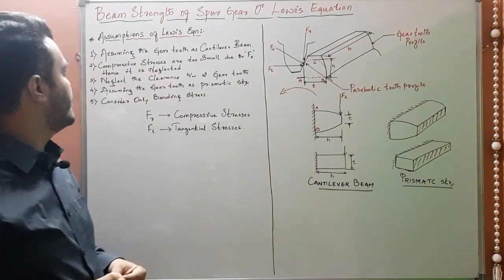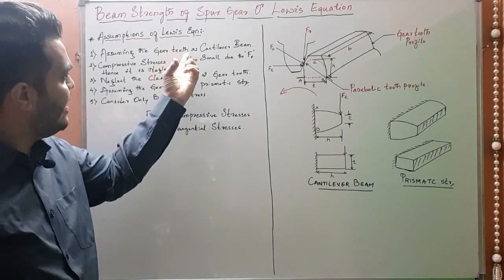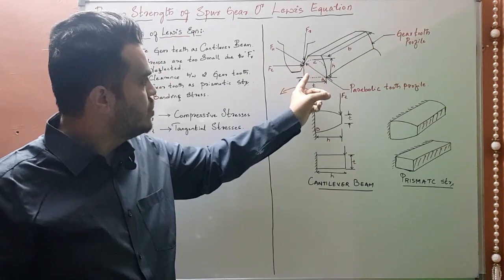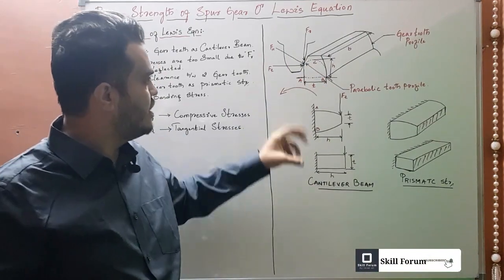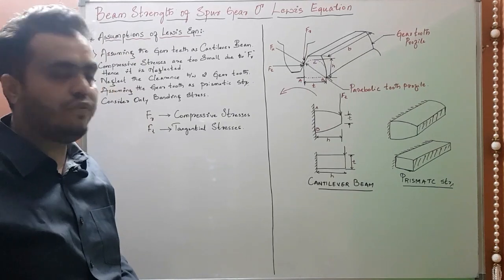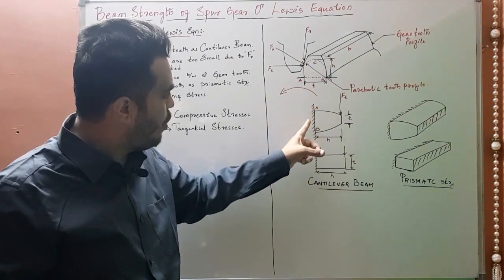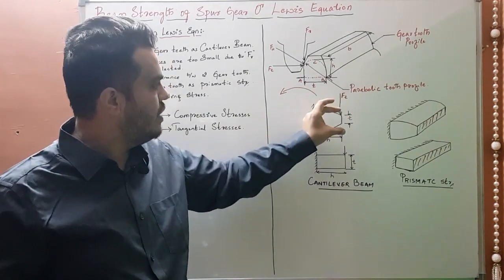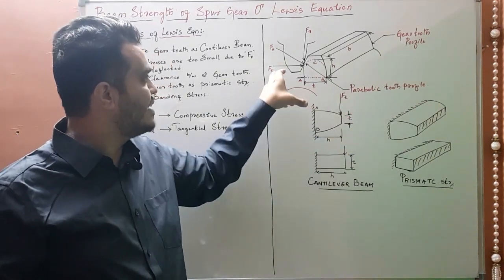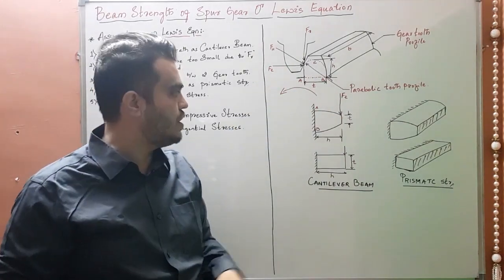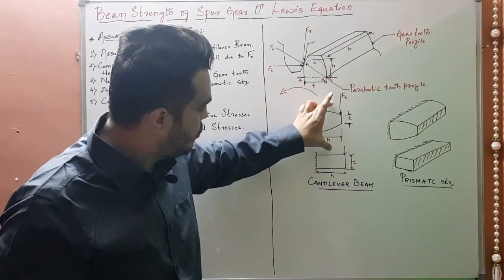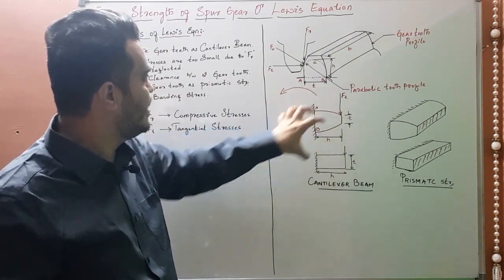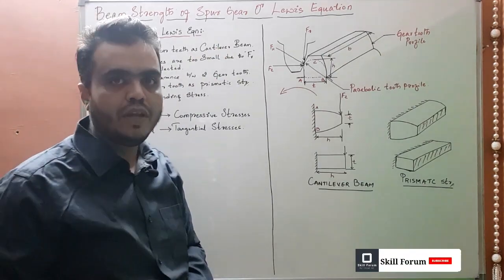The first assumption is that he has assumed the gear tooth as a cantilever beam. Here, as I showed you, this is A, B, C. This is the parabolic tooth profile he has considered. Here I have projected it in a front view. This AB point he has considered as a fixed end, and at the end of the tooth profile he has applied the transverse load, that is the tangential load. With respect to this, he has considered the spur gear tooth as a cantilever beam.